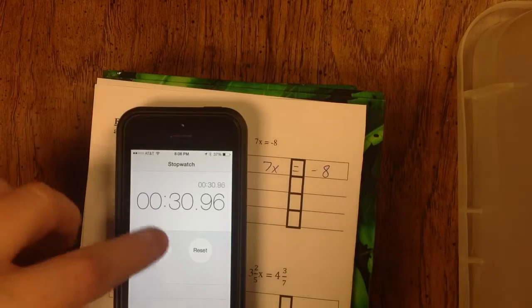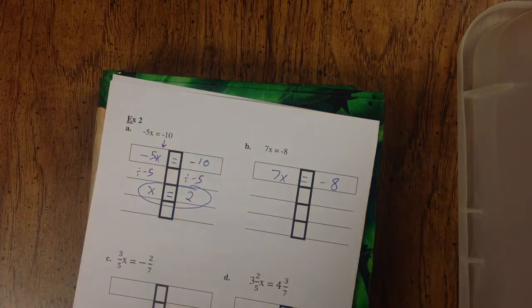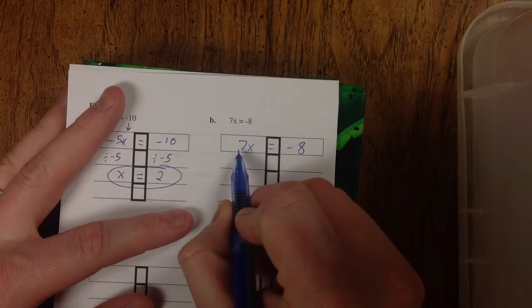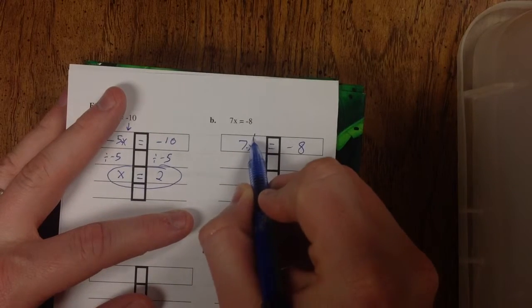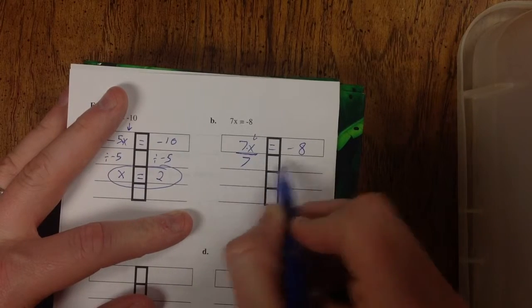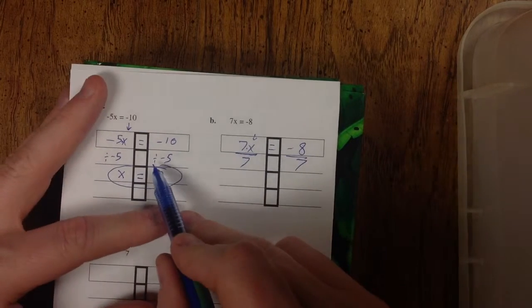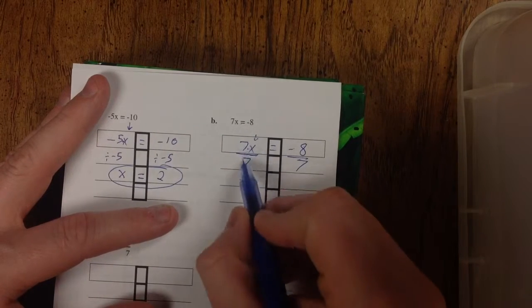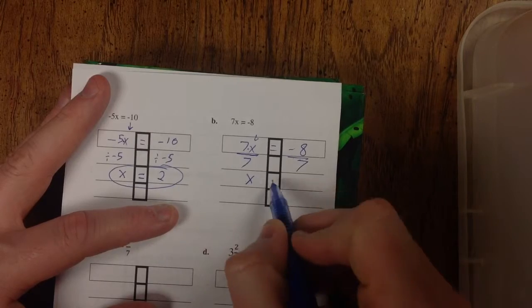And stop. All right. This is going to frustrate some of you, because I know what some of you did. So here is the 7 times x. Here's x, which we're trying to get by itself. So we're going to divide by 7. Remember, I can use a fraction bar. I don't have to use division like I did over here. Fraction bar means the same thing. 7 over 7 is 1. 1 times x is just x.